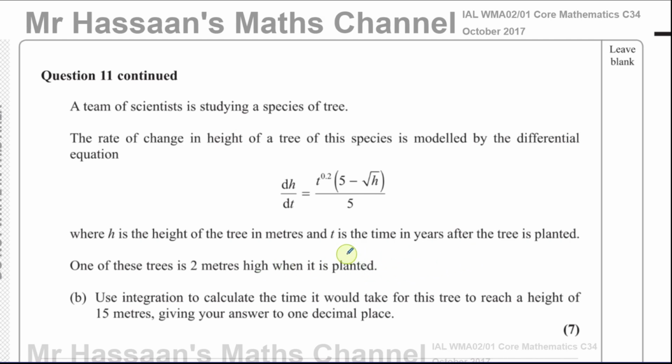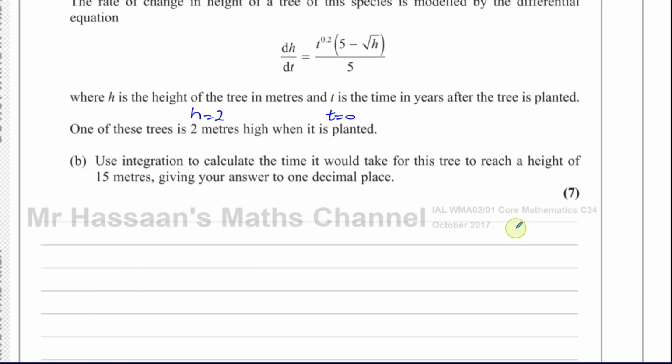So when it is planted is when time is 0, because t is the time in years after the tree is planted. When time equals 0, its height was already 2 meters. So use integration to calculate the time it would take for this tree to reach a height of 15 meters, giving your answer to 1 decimal place. So they are asking us to solve this differential equation, dh/dt. I'm leaving this gap for a reason, as you'll see later. t to the power of 0.2 times (5 minus the square root of h) over 5.